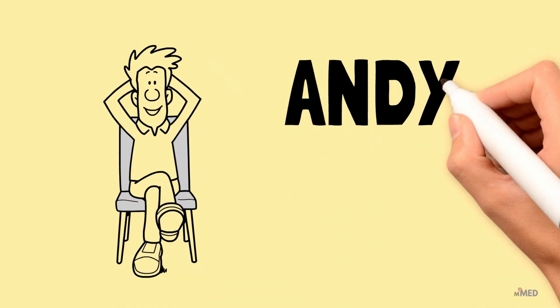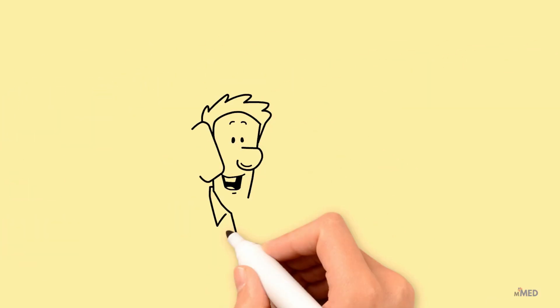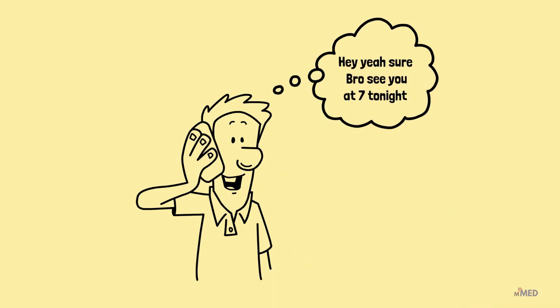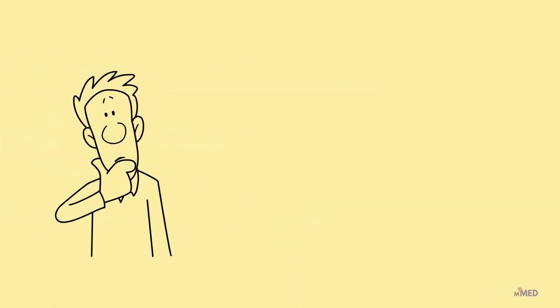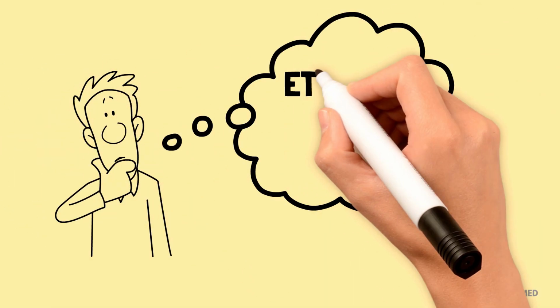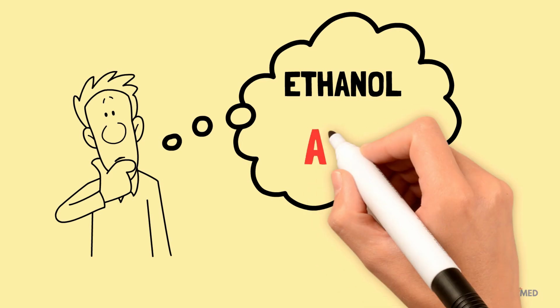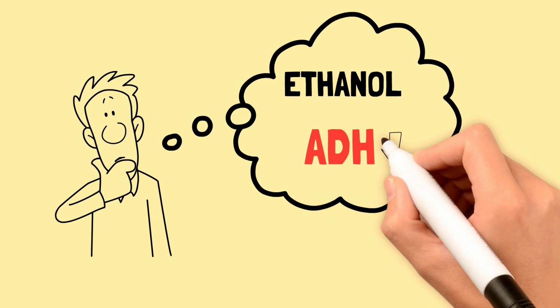This is Andy. Andy was invited to a party tonight at one of his friends. So Andy kept himself well hydrated since morning. Andy is very smart. He knew that the main component in alcohol, which is ethanol, reduces the concentration of the ADH hormone in the body.